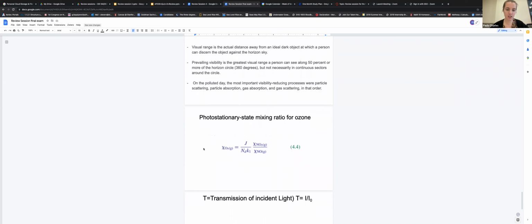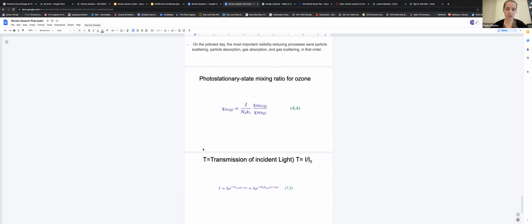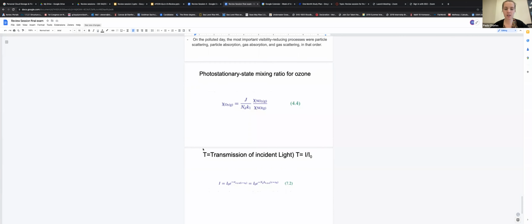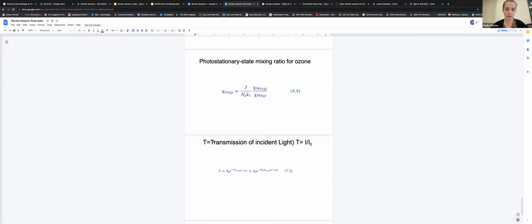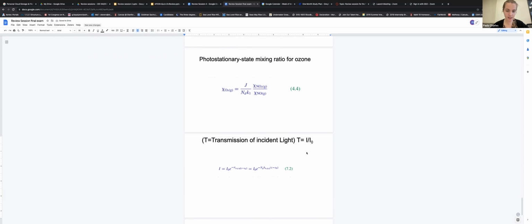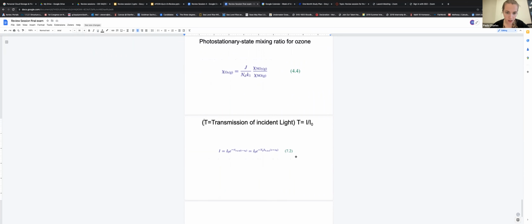And then the mixing ratio for ozone, the photostationary state mixing ratio, what it depends on, and the formula, how it can be calculated. And then another formula would be the transmission of incident light: how you can calculate T, and how you can calculate I, depending on how it's computed, and how it depends on X, which is the most important thing.